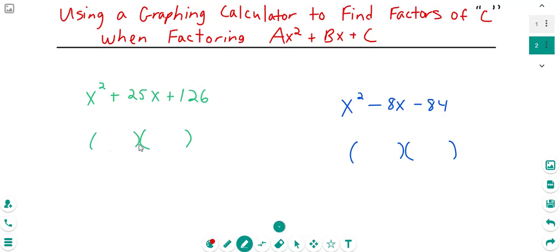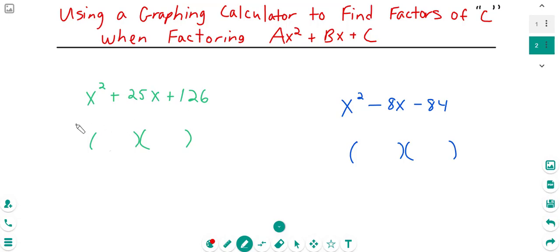My website's improvemymath.com. Today I'm going to show you a strategy for using your TI graphing calculator to find factors of c when you're factoring the quadratic expression ax squared plus bx plus c. We're going to do two examples, and we'll start with the left side, x squared plus 25x plus 126.